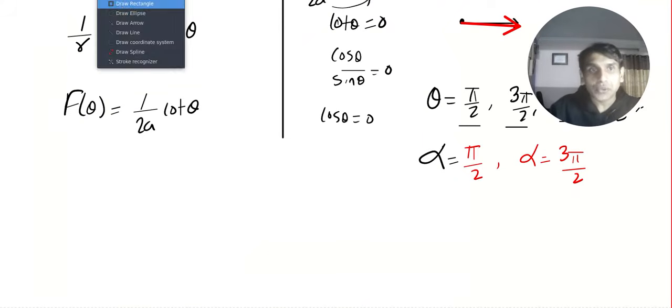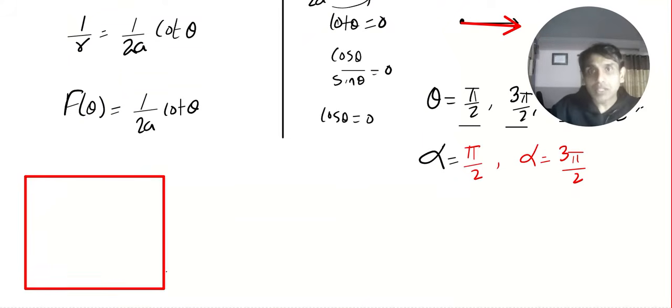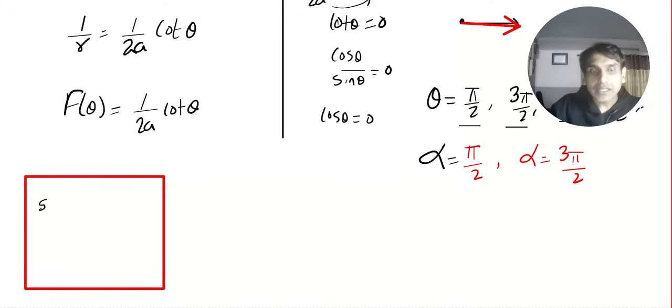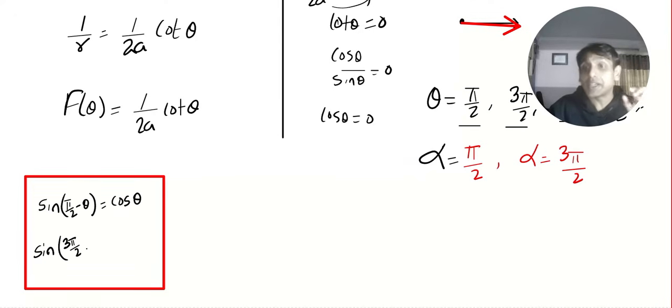Anyway, I have to clarify one thing before we proceed. What is sine of 90 degree minus theta? I hope you remember that it is cos theta. If you don't know, you can note it down. What about sine of 270 degree? 270 degree means 3 pi by 2 minus theta. And that will be minus cos theta.